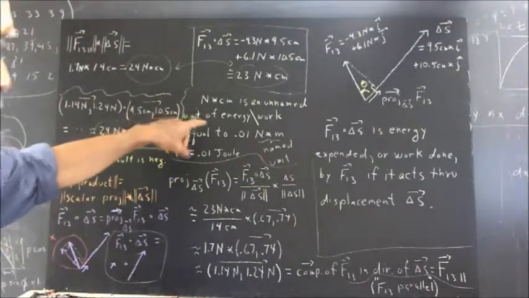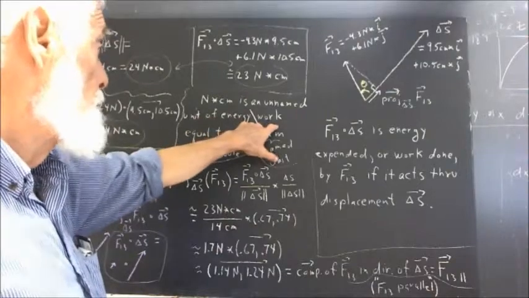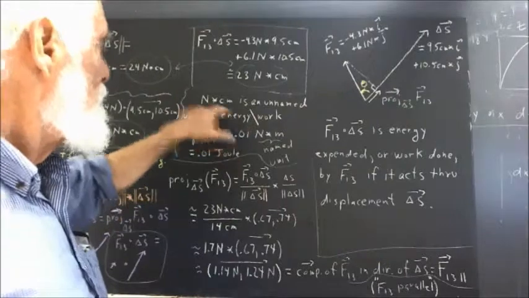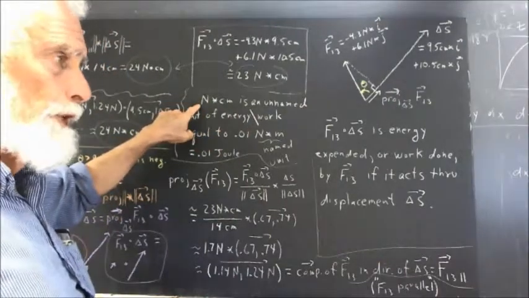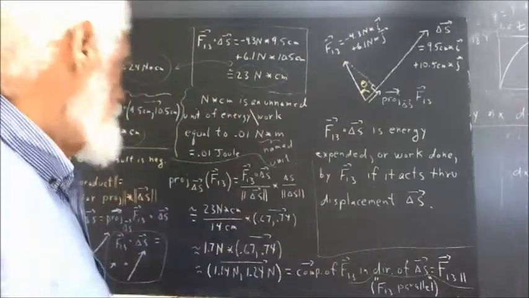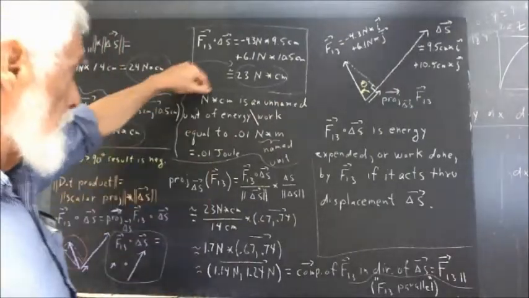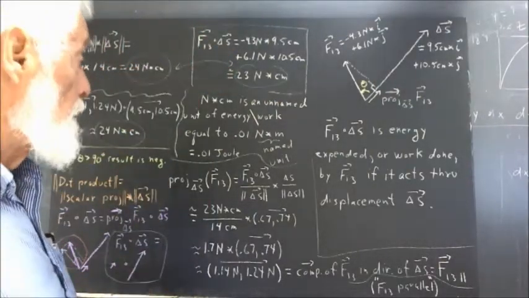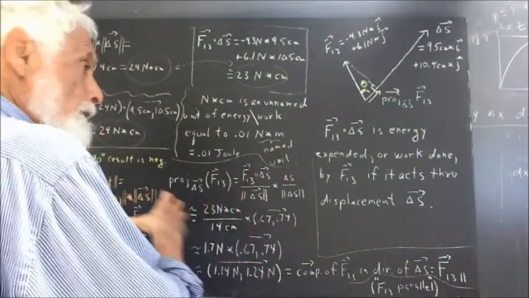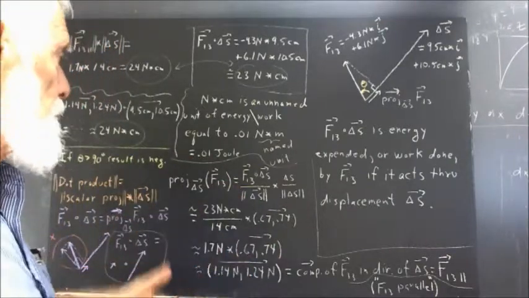Now, I comment that a Newton centimeter is a unit of energy or work. It's an unnamed unit of energy or work because newtons is a unit in one system, the SI system, and centimeters is a unit that's not in the SI system. So there's no point in naming this unit, but it's still a unit of energy, whether it's named or not, whether it's in a consistent system or not. It can be converted into work in units in our SI system or in any other system that we prefer to use.